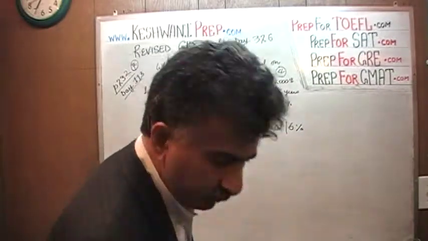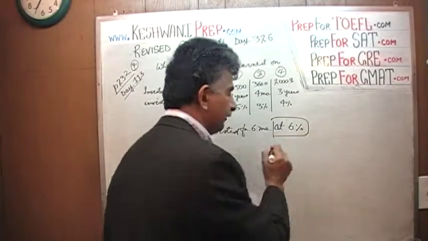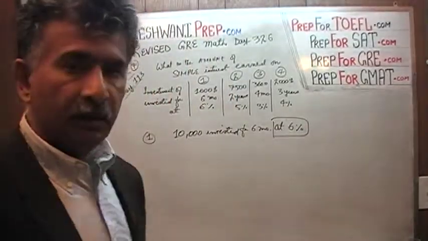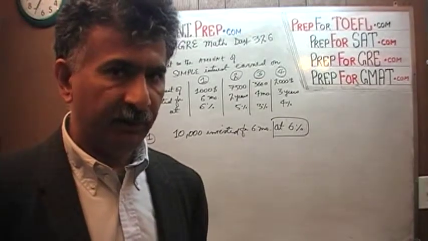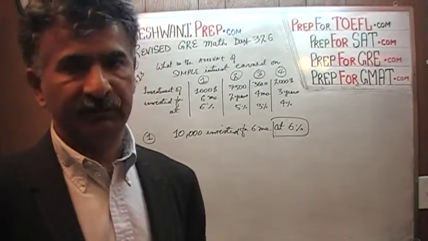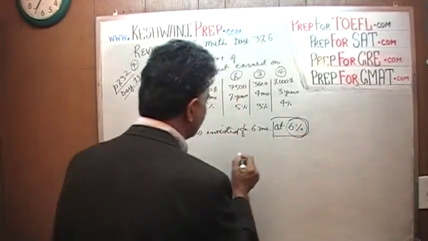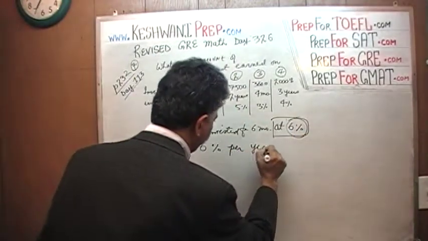Now the very first thing we need to understand when we're talking about interest rate, I just said a little while ago that I wasn't going to go into too much detail, and here I go again. Whenever the interest rates are stated in the problem, they are always stated on an annual basis, on a per annum basis. So when you said at 6%, this is 6% per year. So here we are earning 6% per year.